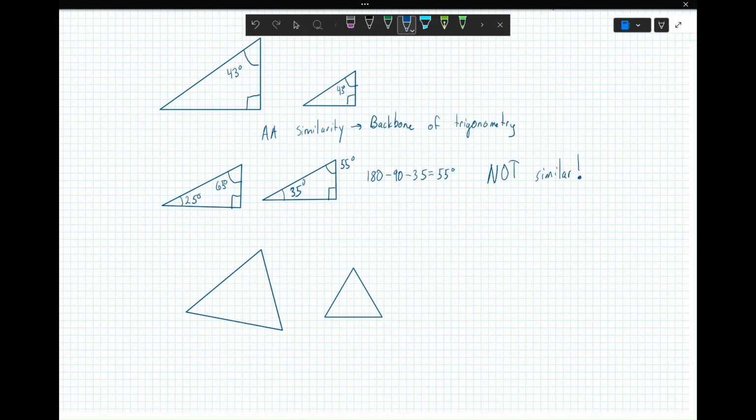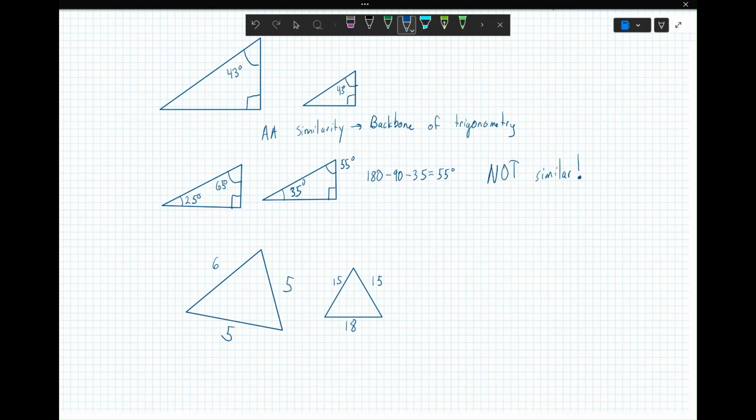Let's say this one looks like it's actually kind of close to being equilateral. So we'll say this is 6, 5, and 5. And let's say this one is 15, 15, and 18. At first glance, you might say, yeah, these aren't similar. But they are. They're just not oriented the same.